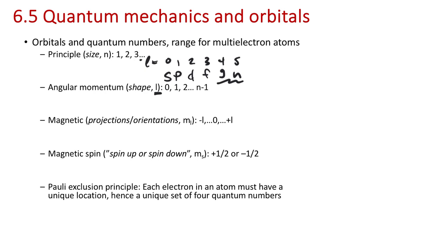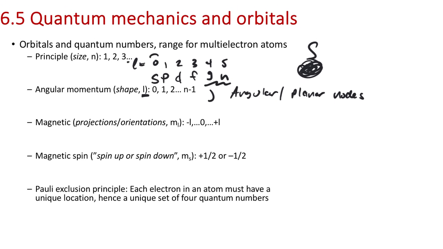What this L value is telling you something about is what we call either angular or planar nodes. That is a node or a plane that goes through the nucleus of the atom. If you think of an S orbital as having none of those nodes, that's why the S orbital looks like a sphere. There are shapes on a later slide too, so we'll come back to what different orbitals look like in a few slides from now.